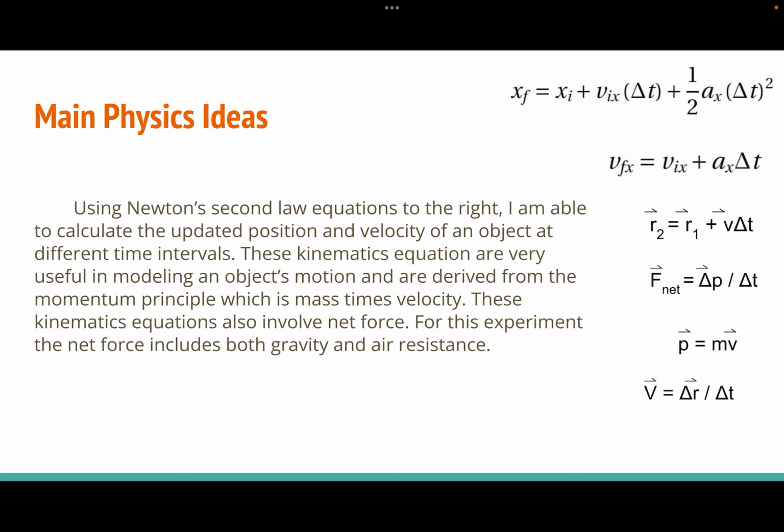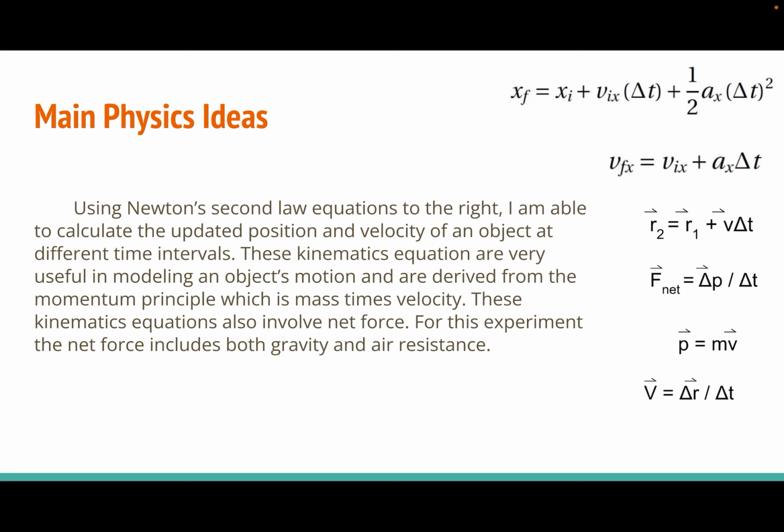Using Newton's second law equations to the right, I am able to calculate the updated position and velocity of an object at different time intervals. These kinematics equations are very useful in modeling an object's motion and are derived from the momentum principle, which is mass times velocity. These kinematics equations also involve net force.